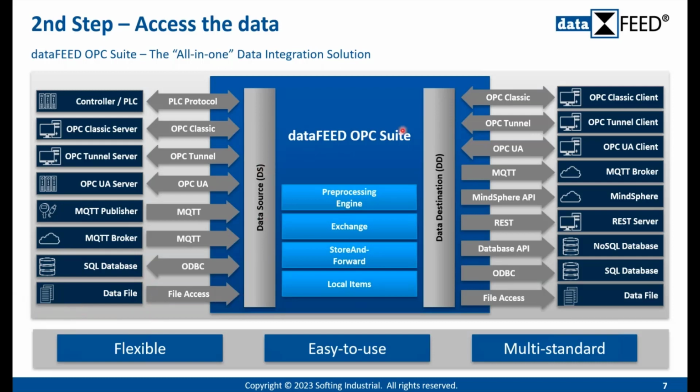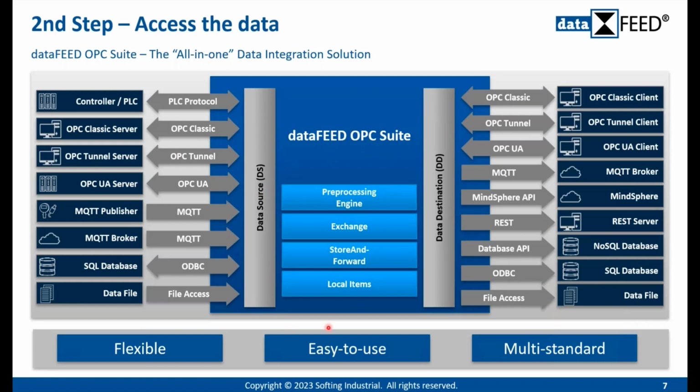On the other side, we have our data destinations. We can provide the data which we receive from these sources via standard interfaces, OPC Classic, Tunnel, or UA. In addition, MQTT or to the Siemens MindSphere via the MindSphere protocol. We have also integrated a REST client, which is able to put the data to a REST server. We have some database APIs for NoSQL databases. And in addition, we have an OPC interface, which allows us to connect to different kinds of SQL databases. And last but not least, file access, which enables the suite to store the data in a file.